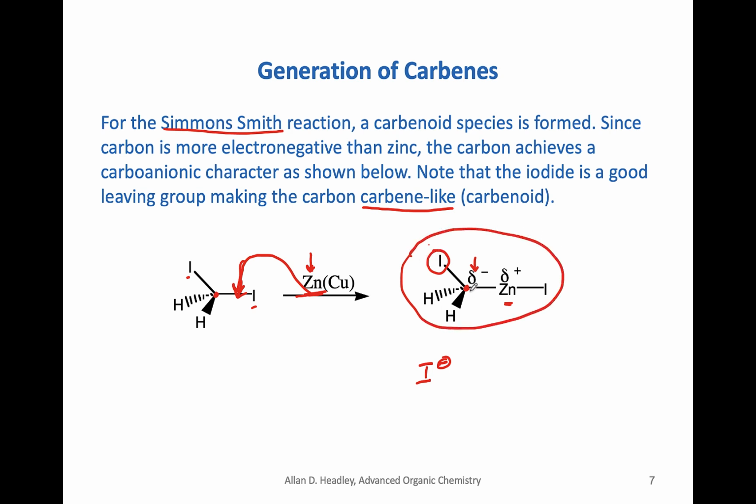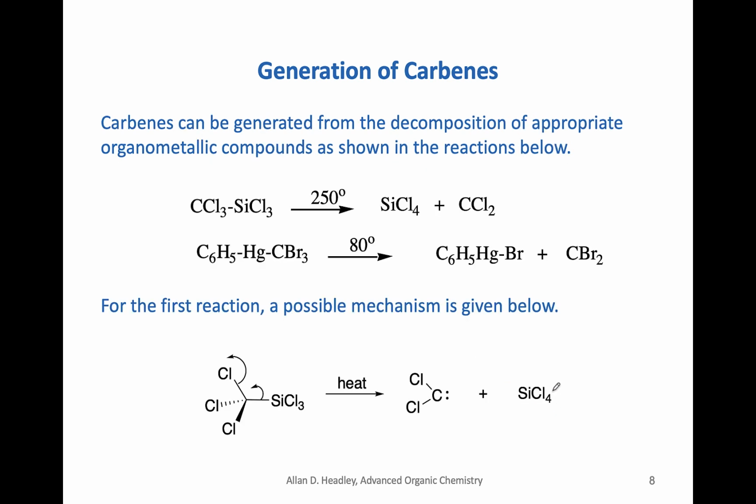Let's see why again. This carbon has partial negative, really two electrons. In other words, these two electrons here are very close to that carbon, and iodine, being a good leaving group, has the potential to leave in a reaction. So the reaction of this carbenoid with an alkene such as this will give us here the cyclopropane as shown here. So these would be hydrogens when this reacts with the alkene. So that's the Simmons-Smith reaction.